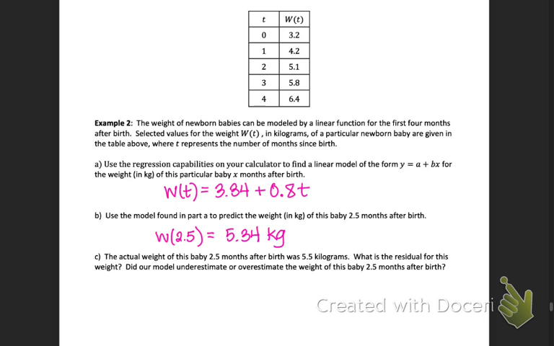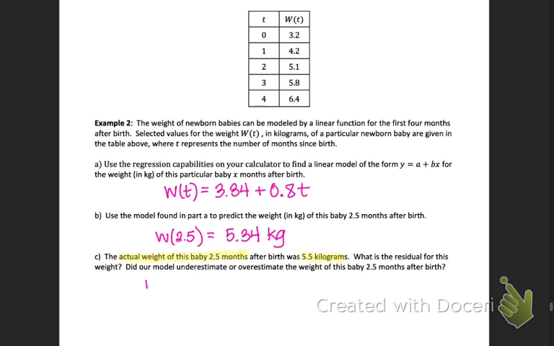Then we looked at the residual. And so the residual here, because we did approximate some values up here, and actually they gave us an actual weight. They gave us the actual weight of the baby at 2.5 months was 5.5 kilograms. So that is the actual amount versus our predicted amount at 2.5 months, which was 5.434. So what we looked at before was just calculating the residual, but now we're going to interpret this a little bit more.